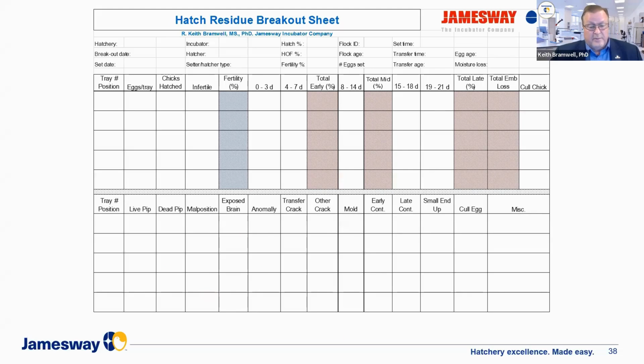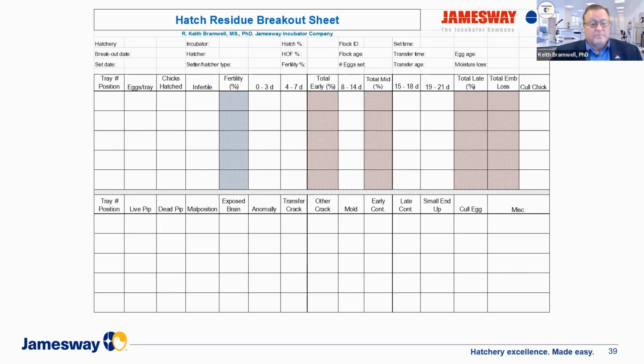It's not necessarily important for every egg to record everything, but what we have to do is focus on the most important things. The most important parts are infertile, our early dead, our first week mortality, and our last week mortality. Those are the three big things that I follow. And in that last stage, we have to remember, 15 to 18, 19, 21, we have a transfer process occurring right in the middle there that can also affect mortality.